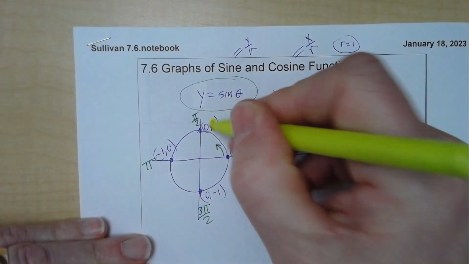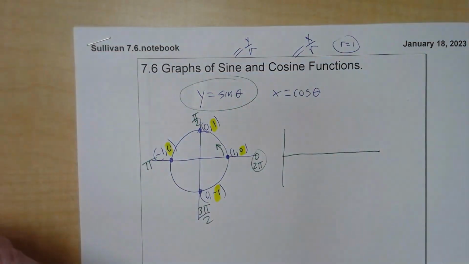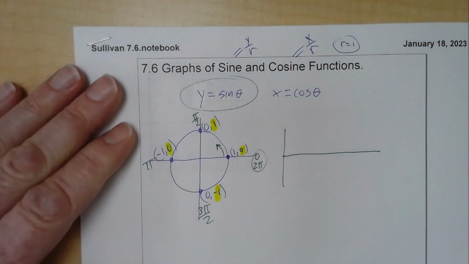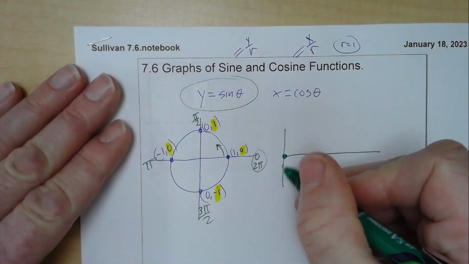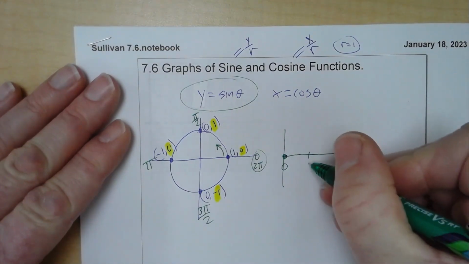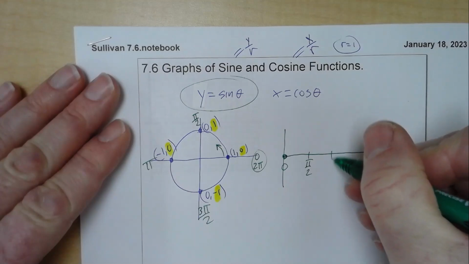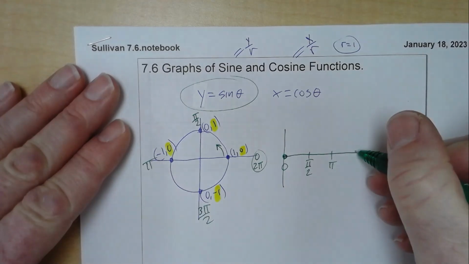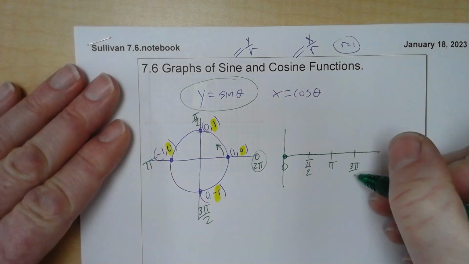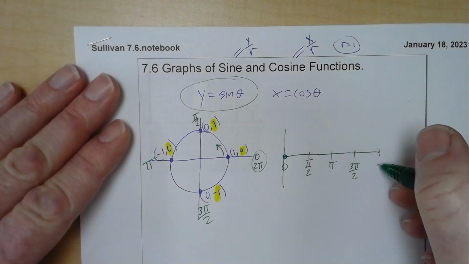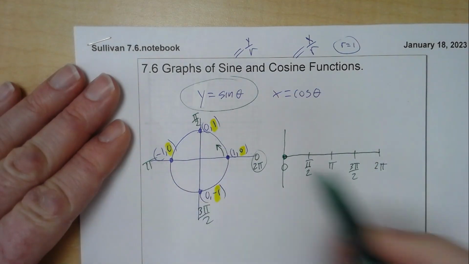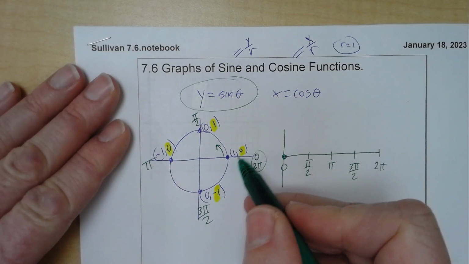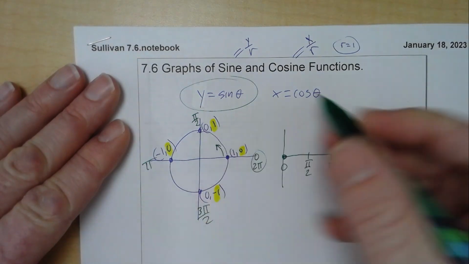So y value, y value, y value, y value. And I guess I'm doing green. So from here to here, it's 0. Okay, then the next place I'm going to go is pi over 2, and then pi, and then 3 pi over 2, and then back to 2 pi. So my trip around the circle is going to be keeping track of the y values, because sine of theta is y.